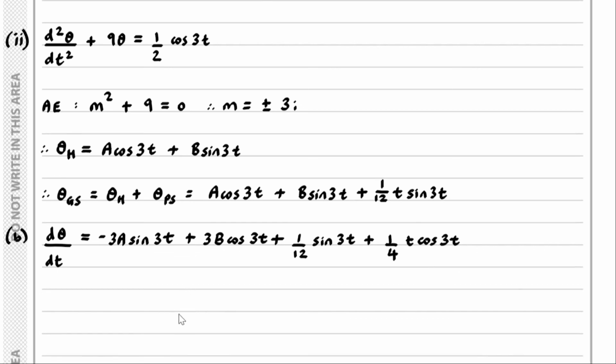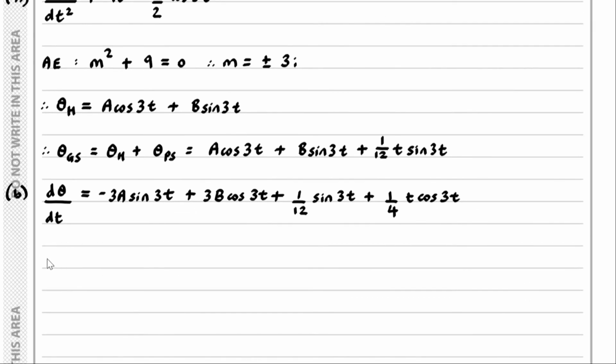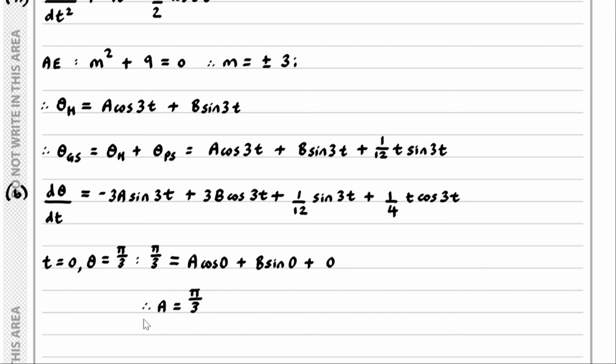Now let's substitute in our conditions. We've got a condition that when t equals 0, theta is pi over 3. So I have pi over 3 equals a times cos 0 plus b times sine 0. Now here, because t is equal to 0, I add on 0. And so what we can conclude from here then is a equals pi over 3.